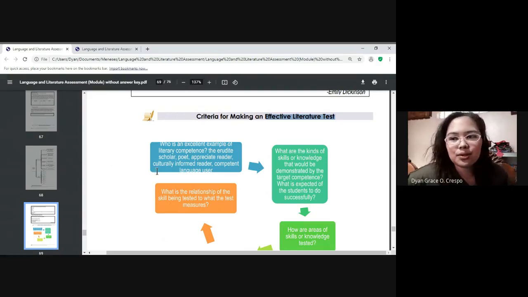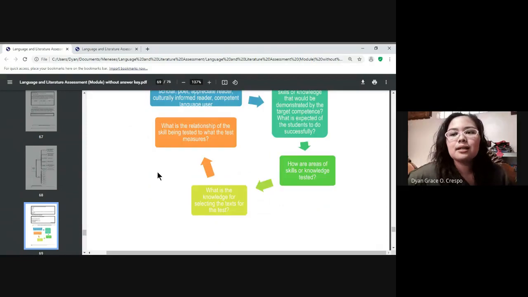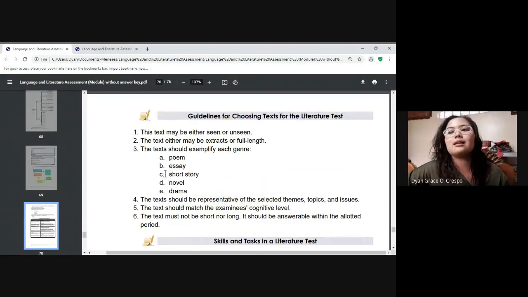Okay? And guidelines for choosing text for the literature test. One, the text may be either seen or unseen. Two, the text may be extract or full length. So, ano yun? Guidelines for choosing. Baka mamaya yung text na inano mo is not appropriate. Okay? The text may be either extracts or full length. For example, ano bang klaseng test yan? Papatest mo ba sa kanila yung parang part lang, summary?